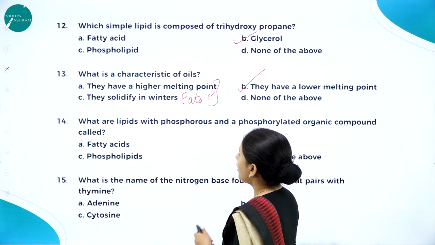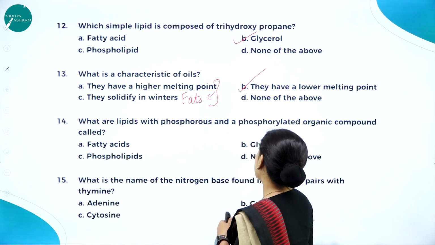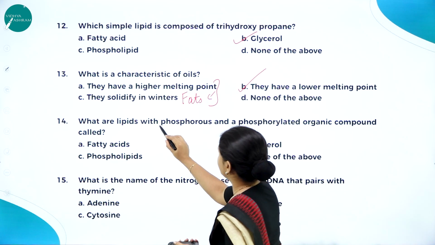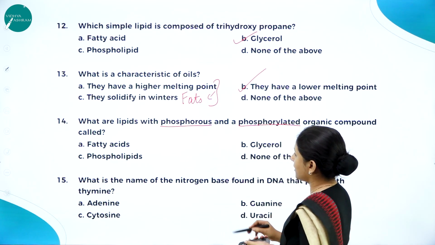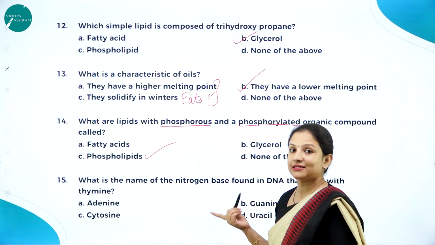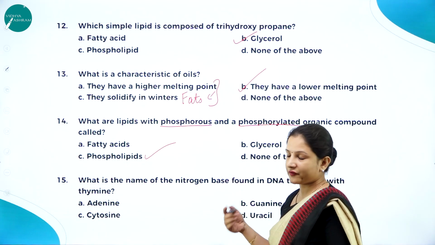Next question. What are lipids with phosphorus and a phosphorylated organic compound called? The name itself says phosphorus, phosphorylated. They are called phospholipids. And where do we find these phospholipids? In the cell membrane. Hope you remember in the previous chapter.